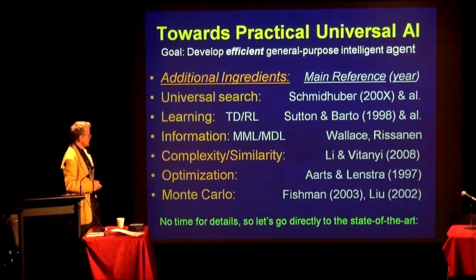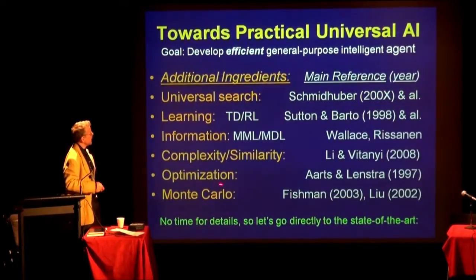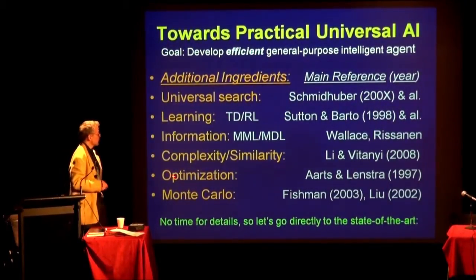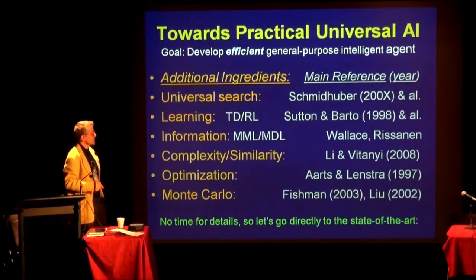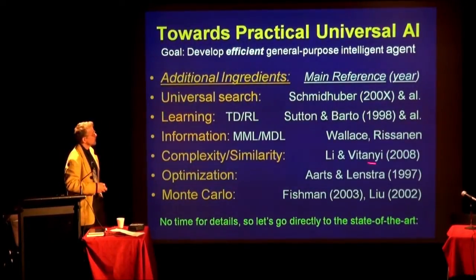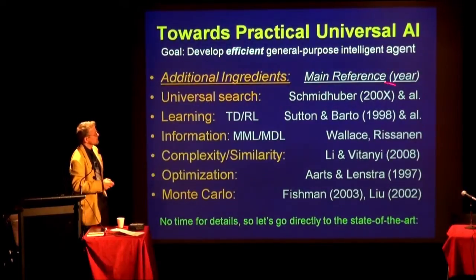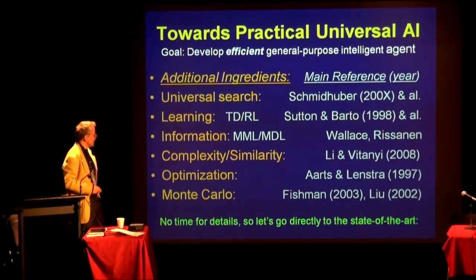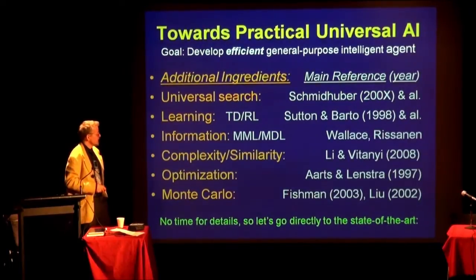So then AI in general and universal AI is also a lot about optimization. You want to find the best action, which is an optimization problem. You have many possible actions, you want to find the best. And there are many optimization algorithms out there for many different problems. Here I listed some textbooks in these different areas. And Monte Carlo is a general idea of, well, if I can't do exhaustive search, I just sample a subsample and hope for the best, which is very powerful and very successful.